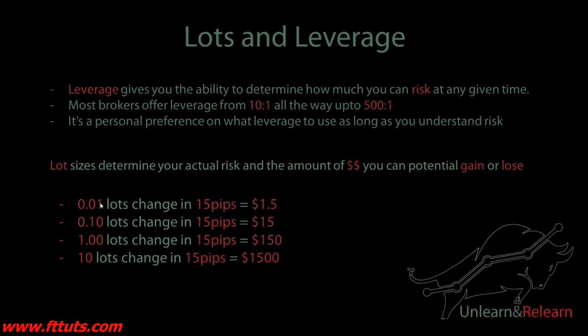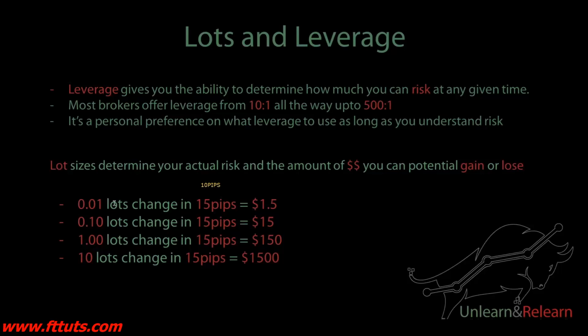So that's very important when you're talking about lot sizes. The lot sizes start from a minimum of 0.01 lot and go all the way up to 100 lots. So when you're starting from 0.01 lots, and for the sake of simplicity, let's say price moves by 10 pips, right? If you have a 0.01 lot and price moves by 10 pips, this means you're making $1.